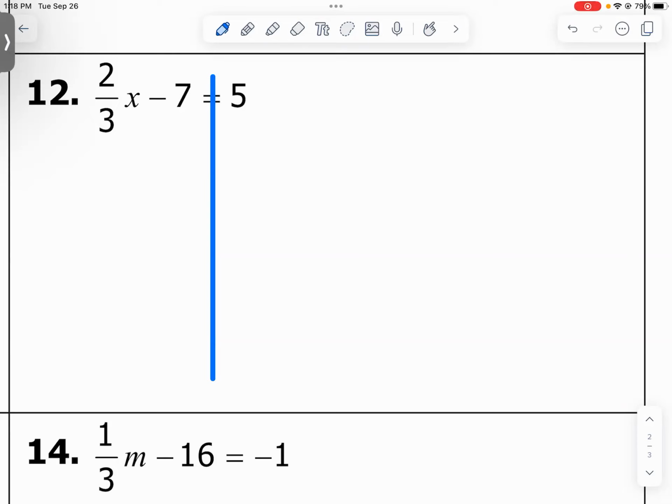Can I go throw something away? You can throw something away. Don't bother anybody while you do it. On page 13, we're doing number 12.